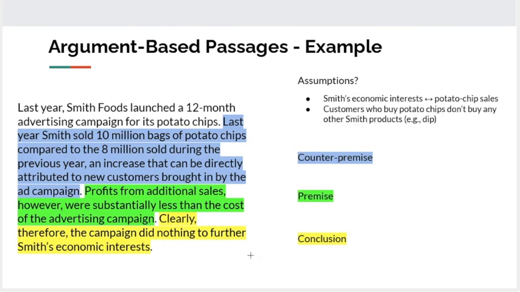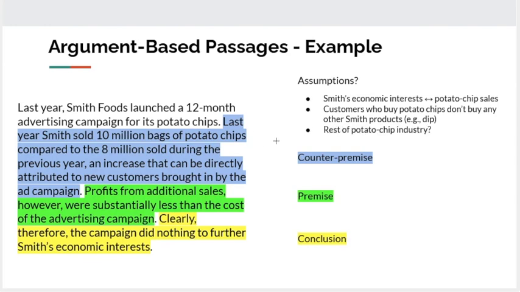Well, let's think about this next one that's pretty closely related to that, and that is that it seems to be assuming, or taking for granted, that customers who buy potato chips are not going to buy anything else. It could be that customers who buy Smith potato chips will also buy Smith potato chip dip or some other Smith Foods product. So potentially by selling more potato chips, bringing in more customers, they could benefit their business in other ways by attracting more customers to their brand, potentially boosting sales of related products.